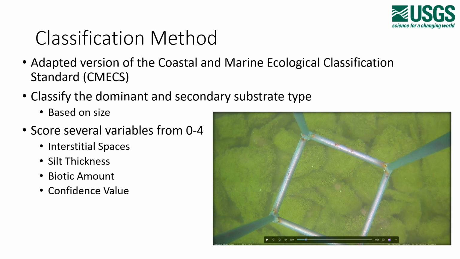Essentially, we classified a dominant, so greater than 50%, and a secondary, less than 50% substrate type at each video site. We also added a number of variables that we scored from 0 to 4, so interstitial spaces, the thickness of the silt at the site, the amount of biotic vegetation, if there was any, and then the confidence value, which was how confident the interpreter was of their classification of the substrates at the site.